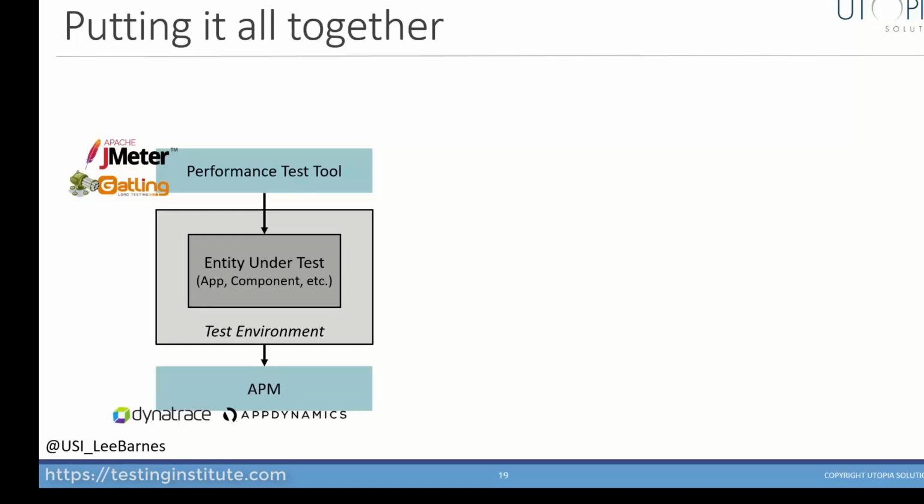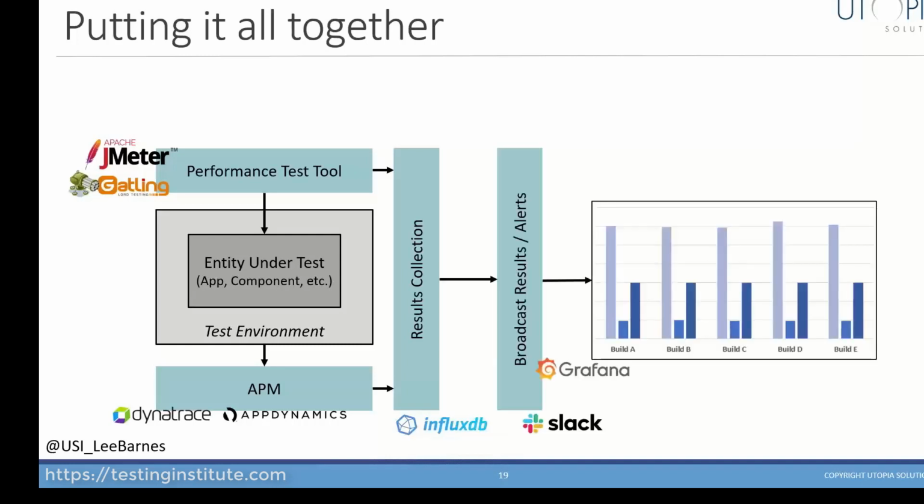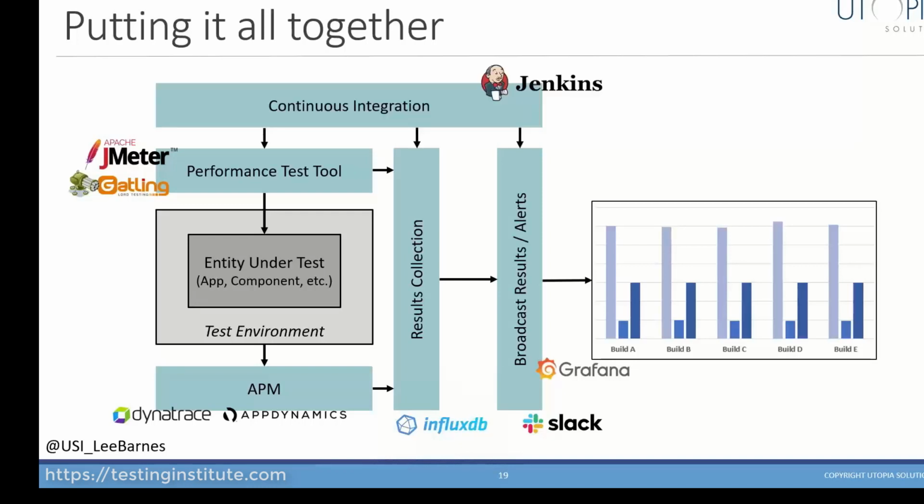And because we want more than user level metrics, we're monitoring the application and infrastructure while the tests are executing. We'll want those results to be collected from both the load tools and the APM tools, and again, ideally in some type of time series database. And we'll want some mechanism to alert the people that the tests have completed, or perhaps that any anomalies were detected. And of course, we want to make those results available to anyone that needs to see them. And of course, we want the entire process to be as automated as possible.